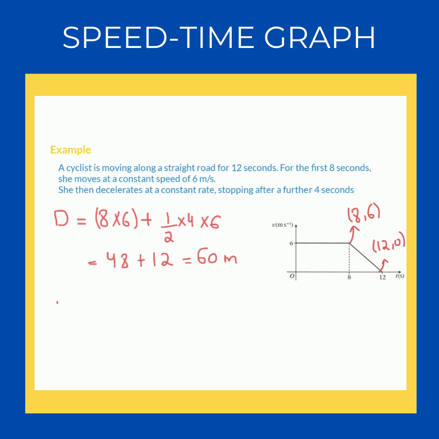So the deceleration is equal to the change in y over the change in x. So it's y2, which is 0, minus y1, which is 6, over x2, which is 12, minus x1, which is 8. So it's negative 6 over 4, and this is equivalent to negative 1.5 meters per second squared.